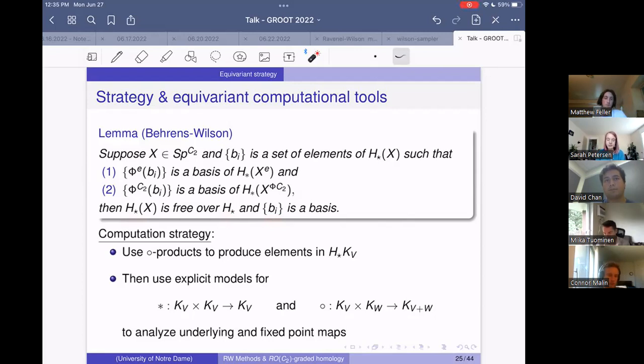So the computational strategy I use is to use circle products to produce elements in the homology of KV, starting with the homology of some spaces we know, and then use explicit models for the star product and circle product to analyze the underlying and fixed point maps.